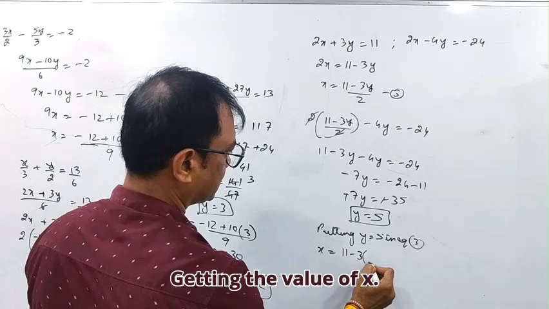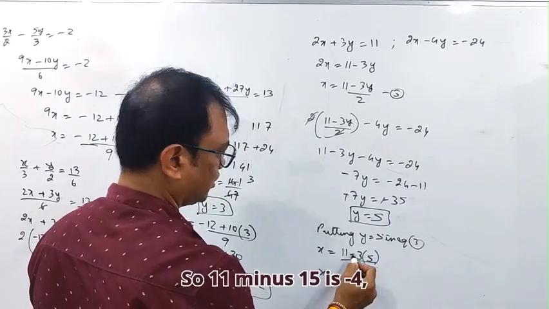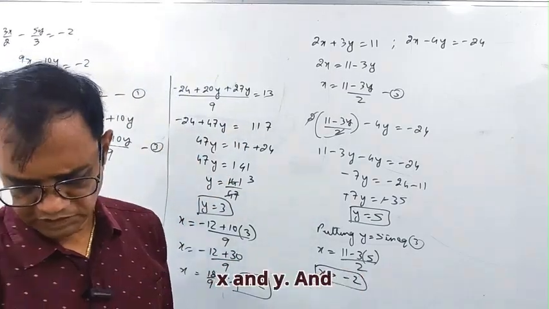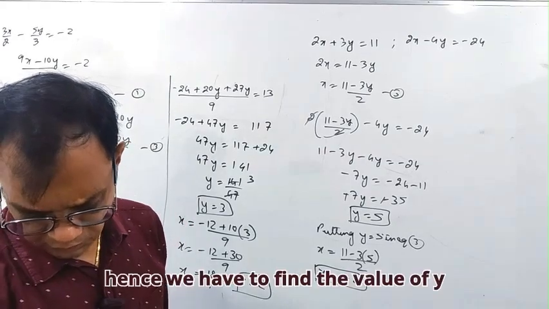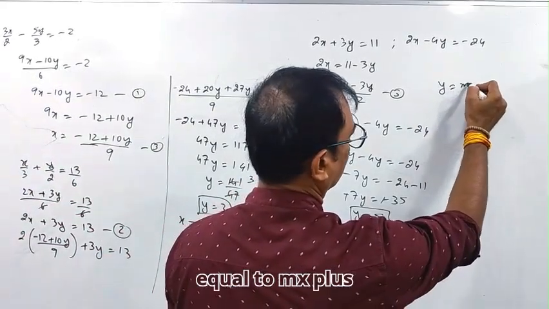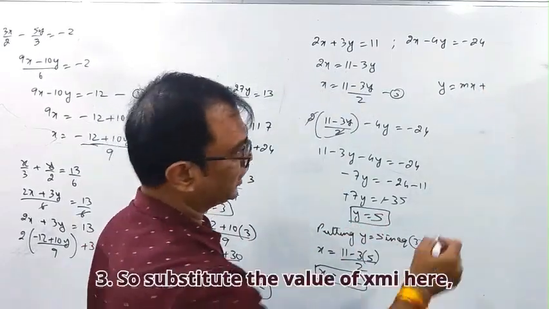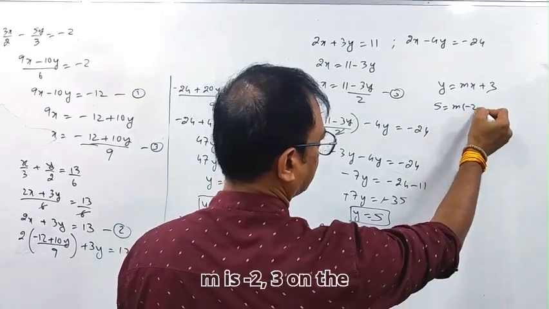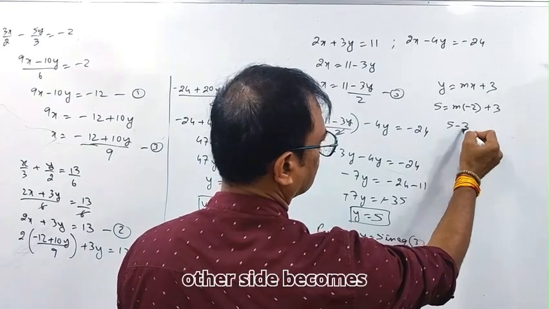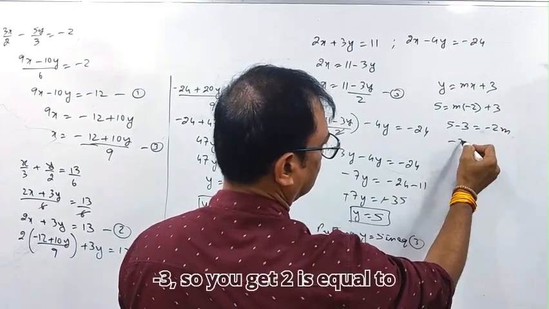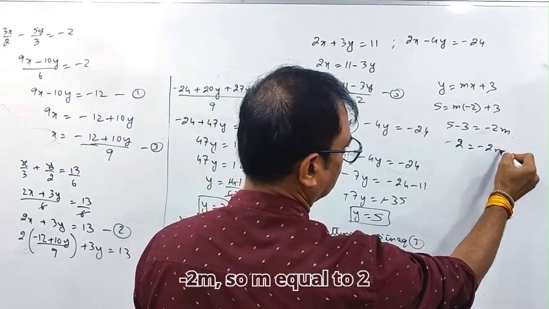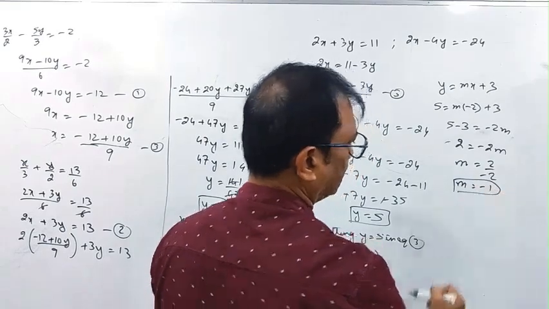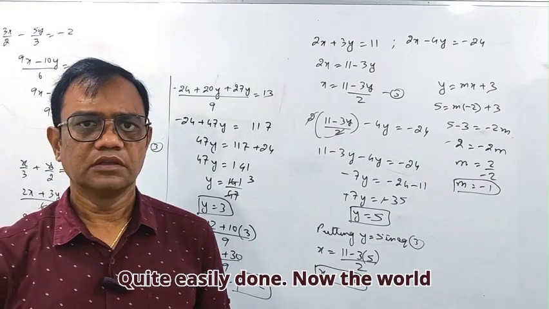Put the value of y in equation 3. Getting the value of x. So 11 minus 15 is minus 4. Minus 4 upon 2 is minus 2. So we got the values of x and y. And hence we have to find the value of m. y equal to mx plus 3. So substitute the values of x and y here. So y is 5, x is minus 2, 3 on the other side becomes minus 3. So you get 2 is equal to minus 2m. So m equal to 2 upon minus 2, m equal to minus 1. Quite easily done. Now the word problems.